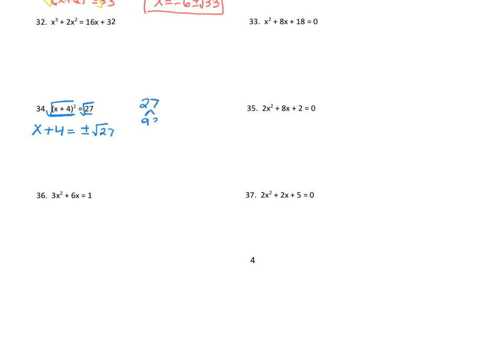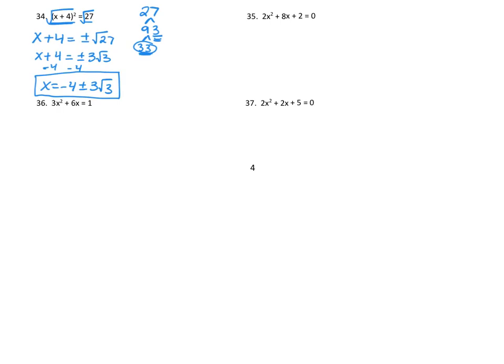So I'm going to start off by breaking it down. And I actually do get a pair of 3's with a 3 left over. So plus or minus the square root of 27 is going to be plus or minus 3 square root 3. This pair of 3's comes out. This 3 stays on the inside. Now I'm going to finish solving. And I'll get negative 4 plus or minus 3 root 3.